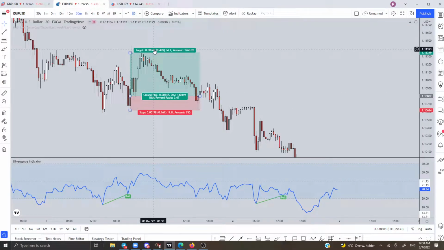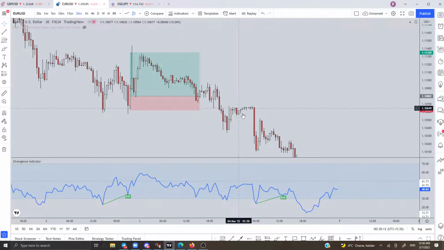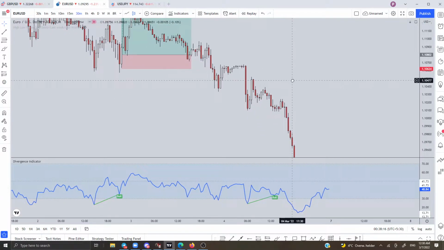Clear? Now let's discuss the question of my friend. Here also I'm seeing a divergence, right? But let's see why it did not work. There is a divergence, but this divergence did not work. Why? I'm 100% sure that there is no setup in order flow. Let's check and confirm.